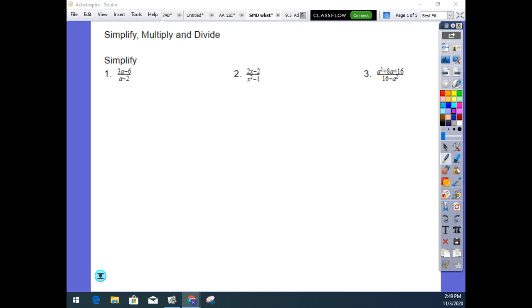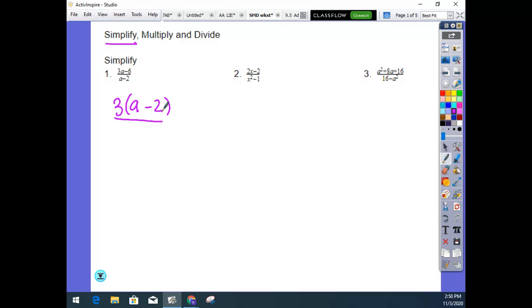Simplify, multiply, and divide. So simplify means factor the numerator, factor the denominator, cancel common factors. First thing you look at when you factor, is there a GCF? 3 goes into both. Divide both 3a and 6 by 3, and you get a minus 2. There's nothing that you can factor a minus 2 with, so you just leave it alone.